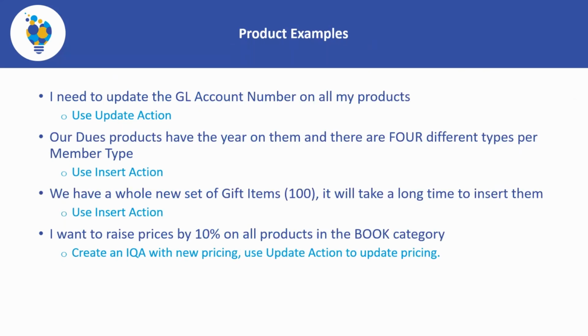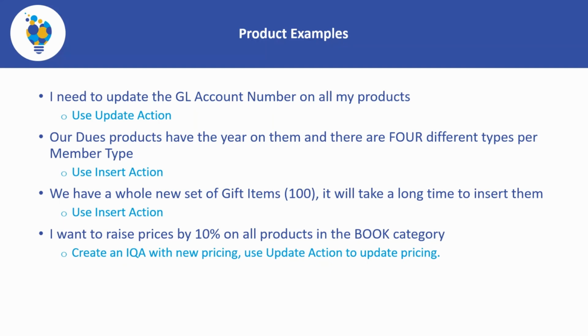Kind of going through some product examples. So I need to update the GL account number on all my products. You can simply use the update action to make the bulk updates to all your products. Our dues products have the year on them, and there are 4 different types per member type. So we're going to use the insert action, and we're going to bring in the year.